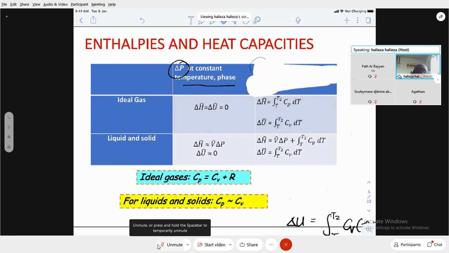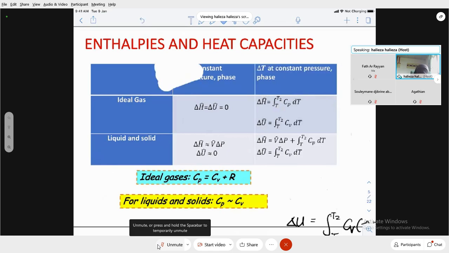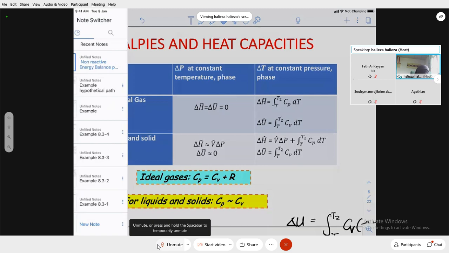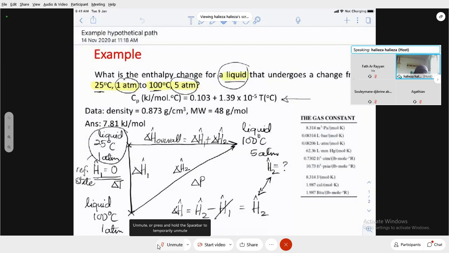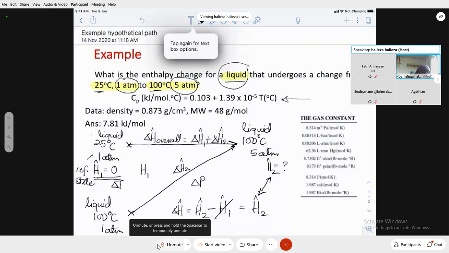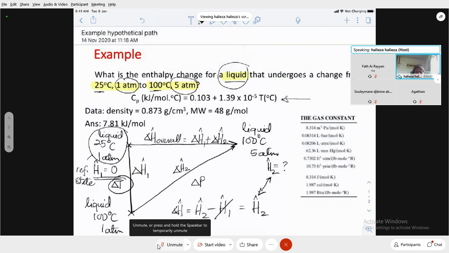You already wrote down just now the example. Let's look at the example just now. We have a change of temperature. For the first step, a change of temperature. We have the change in temperature. This is a change of temperature.